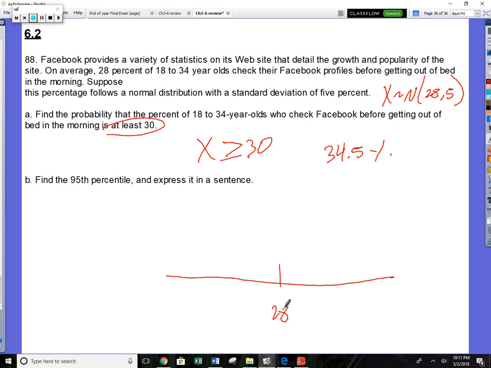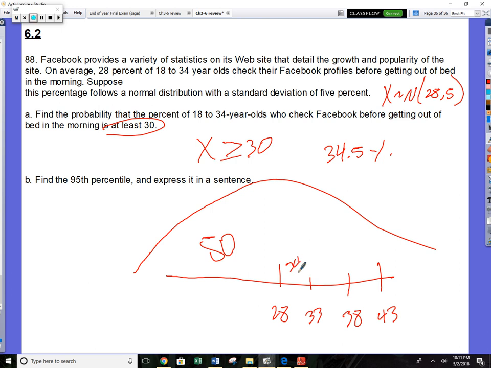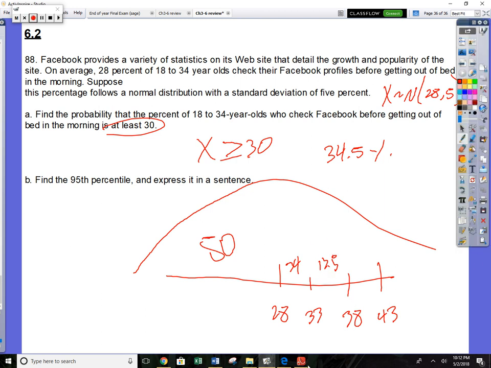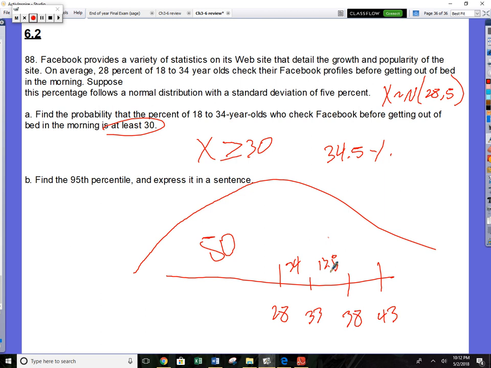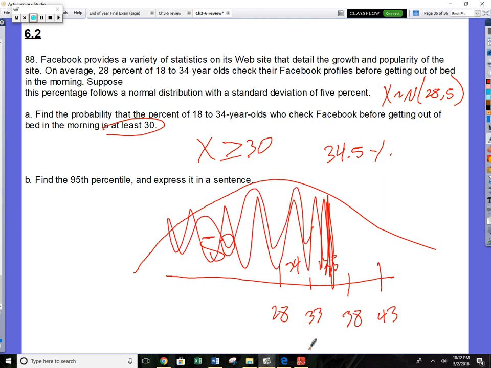So what was my mean? 28, and we're going by 5s. So 33, 38, 43. Okay, we want the 95th percentile, so okay, that's 50, that's 34, so that's 84, and that's 13.5, so it's got to be somewhere in here, just guessing, and the calculator tells us that it's 36.22, so we're spot on. 36.22 is like right here, so everything to the left of here accounts for 95% of the population.